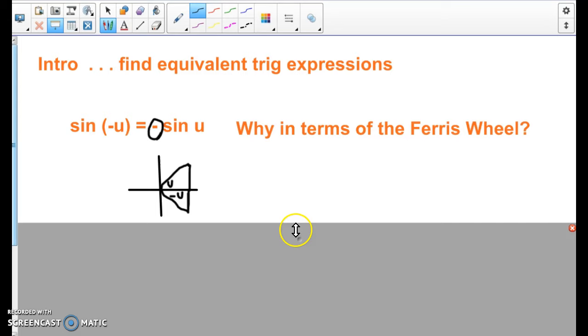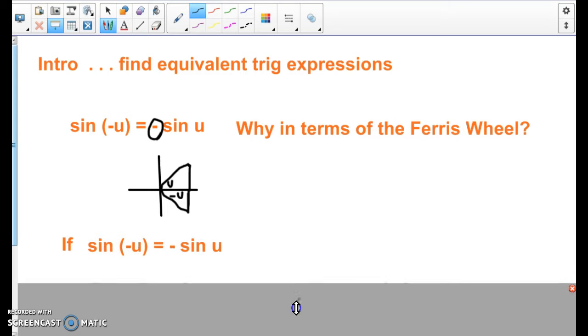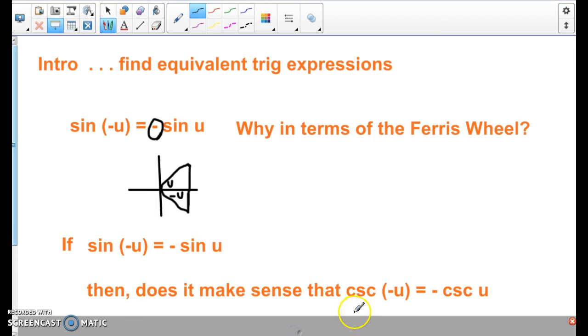Thus, if the sine of negative u equals negative sine u, then doesn't it make sense that its reciprocals will also have the same relationship? The cosecant of negative u equals negative cosecant u.